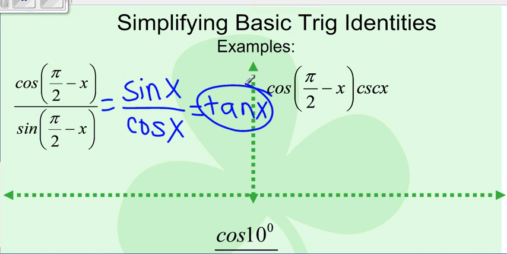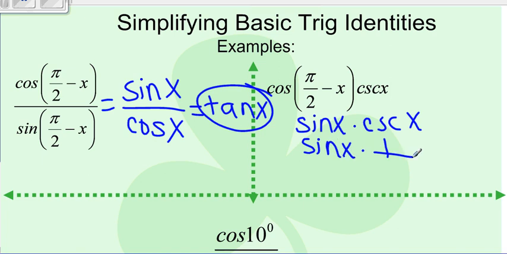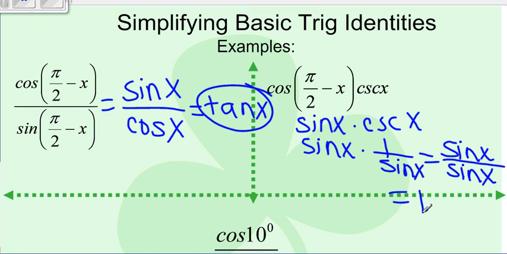On the second one, cosine of pi over 2 minus x gives us that sine of x times our cosecant. Okay, I'm going to write these in two separate steps. I don't want to confuse you. So we changed the first one. Now again, I want to put everything in terms of sine and cosine, so I can rewrite cosecant of x as 1 over the sine of x. Okay, and then if you multiply that out, that's sine of x over sine of x. Okay, and that gives us a value of 1.